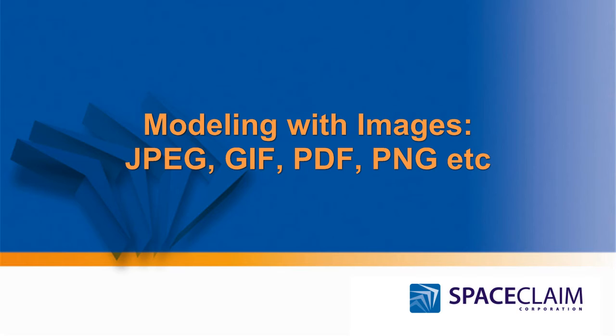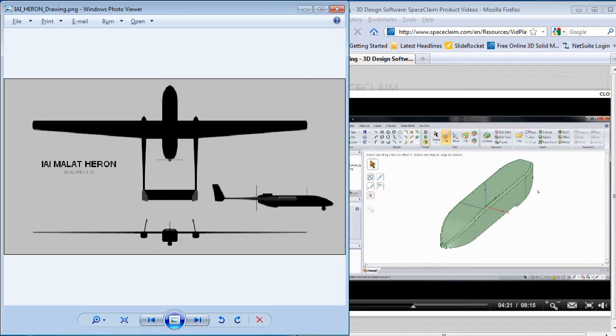Hello, and welcome to this video tutorial on modeling with images. You'll learn how to use an image like a JPEG or PNG file to help shape your concept model. We'll recreate the hull of a Heron UAV just like in the aerospace video available on our webpage.